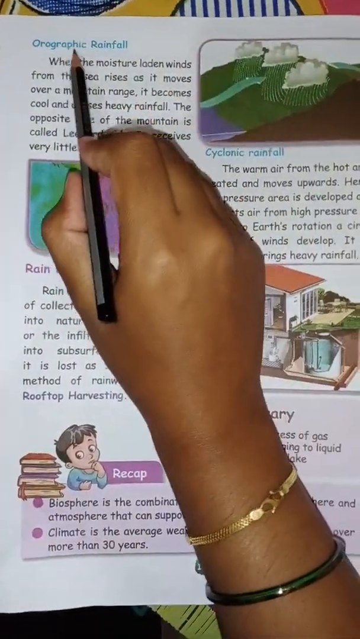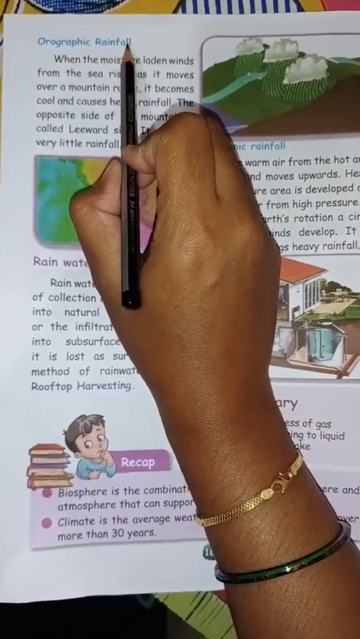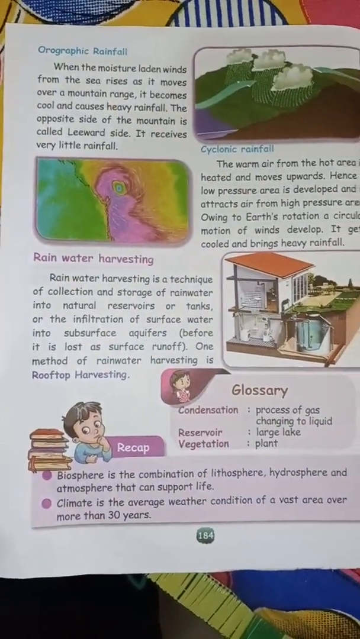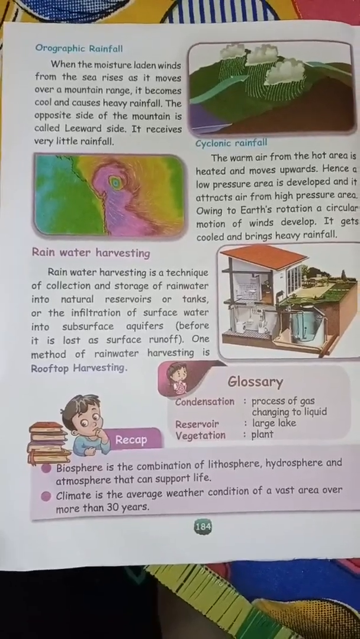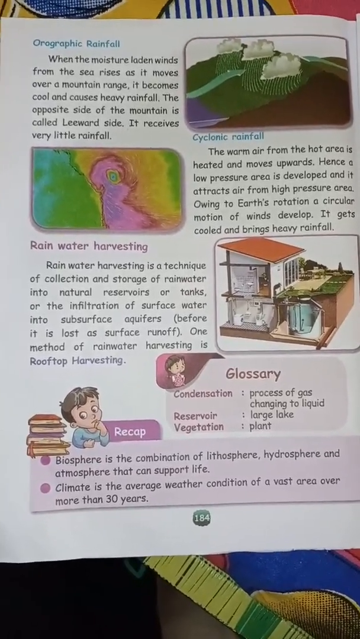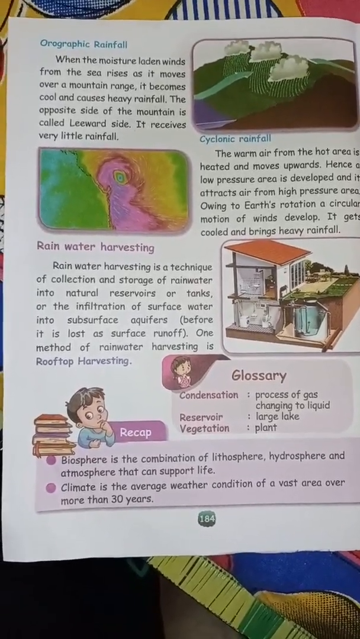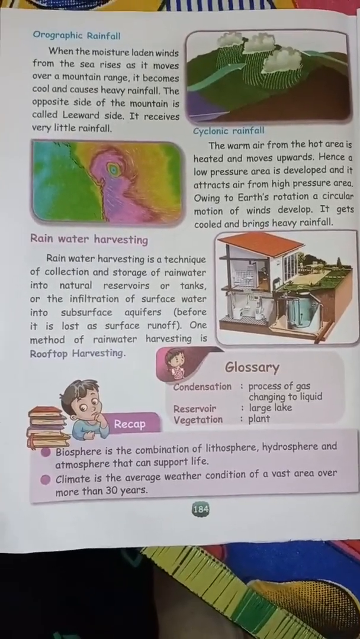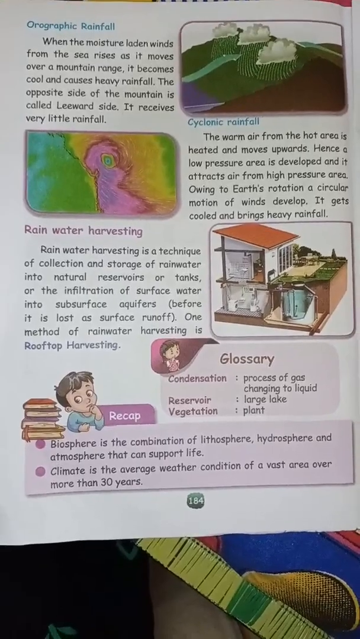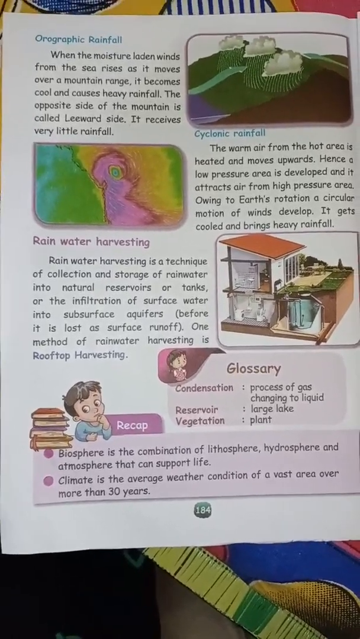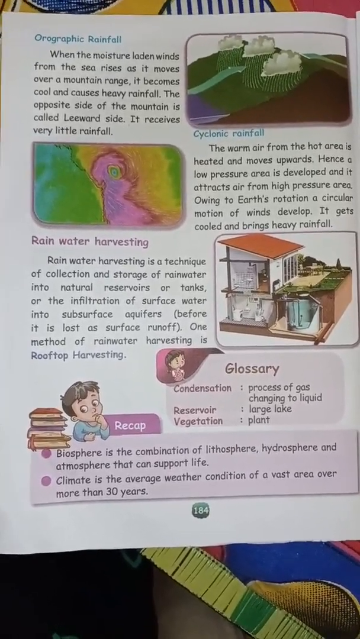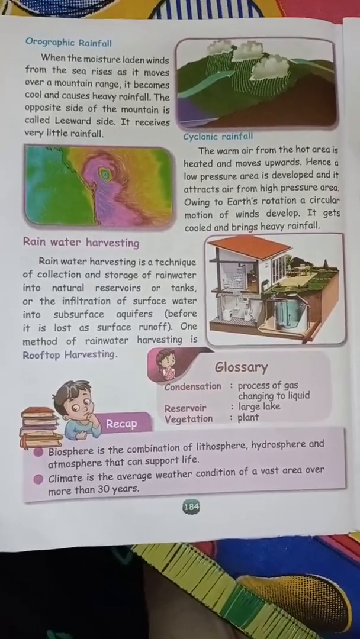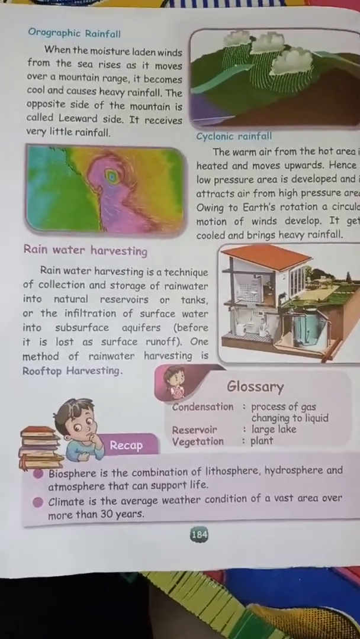Then, orographic rainfall. Orographic rainfall is when moist air is forced to rise over a mountain, and as the air rises, it becomes cool. The air becomes very cool. That cool air causes the rainfall. It is called orographic rainfall.